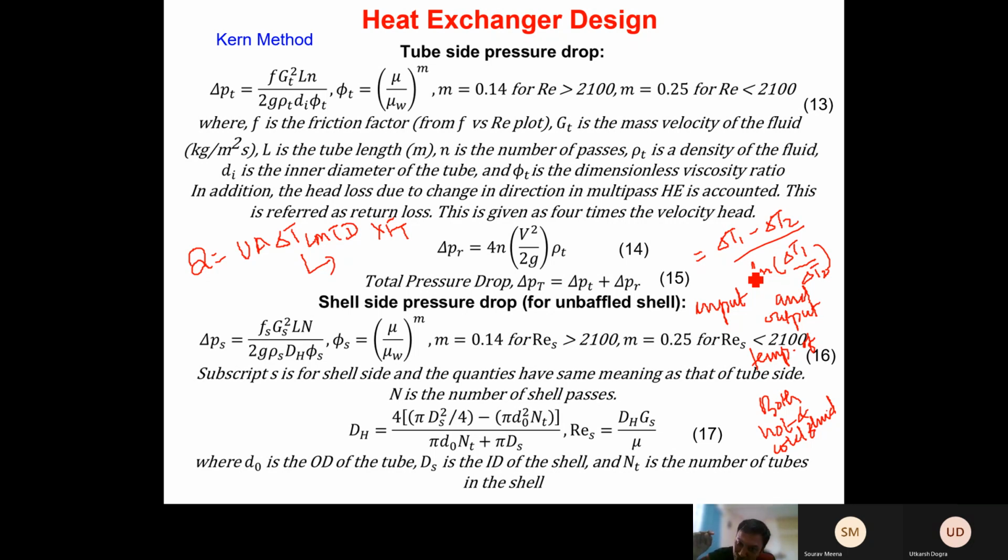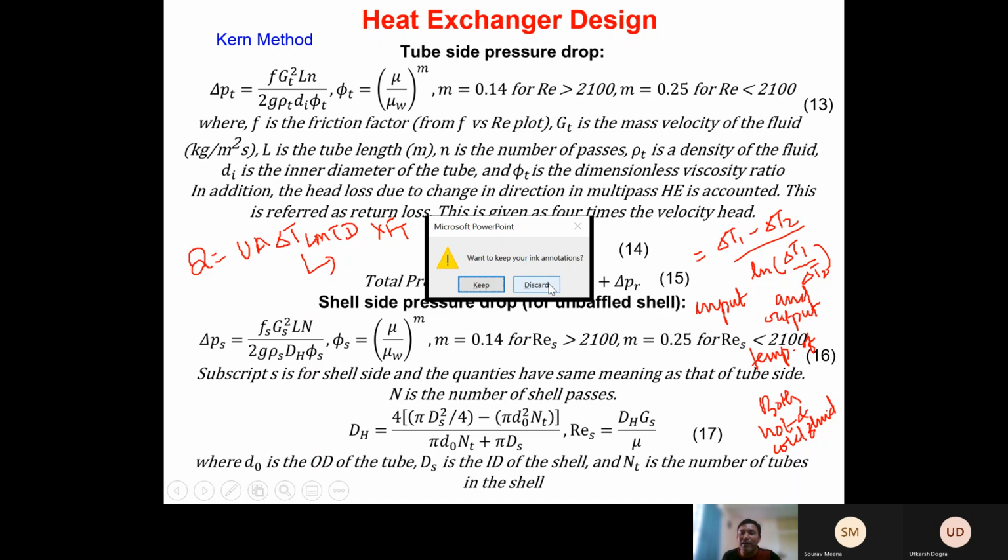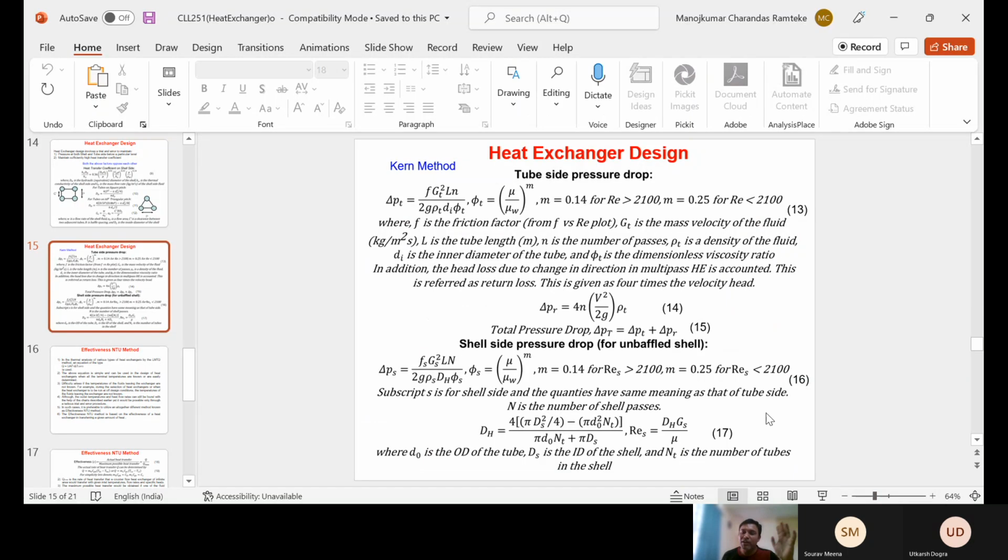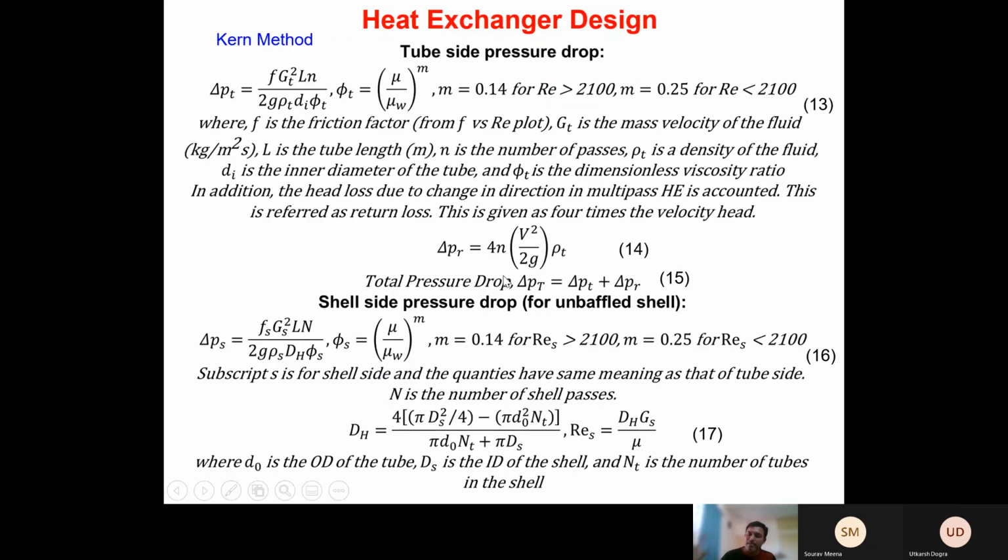And for this particular aspect, there is another method called the effectiveness NTU method. Can you see why we are looking at another method now? Yes, sir. Okay, so let's look at the effectiveness NTU method. We will cover that and then we will wind up today's class. Is my slide visible to everyone? Yes, sir.